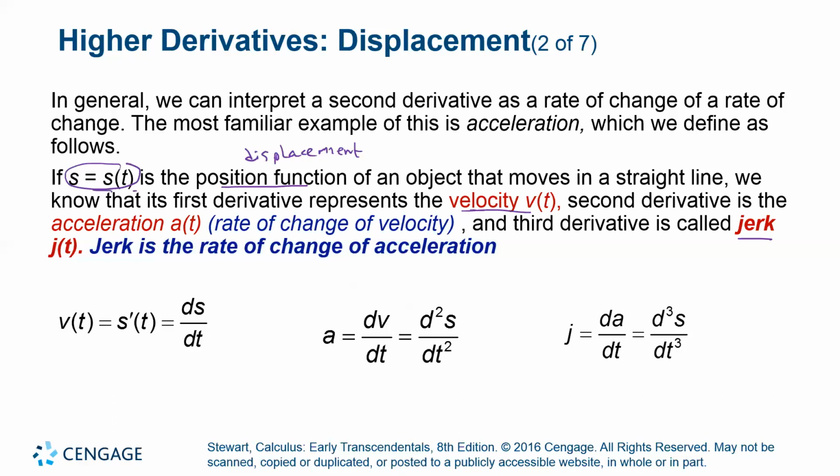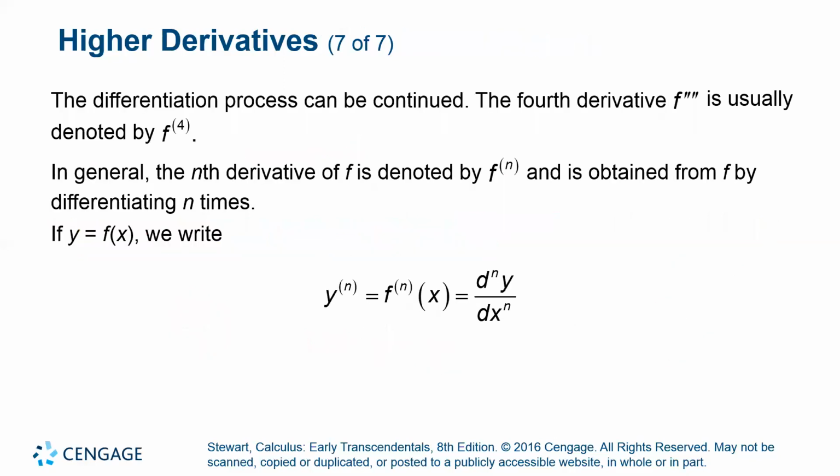So if I have the displacement or the position function, v of t is the first derivative of the displacement, which is ds over dt. Acceleration is what? dv dt. So basically the acceleration is a second order differentiation of the displacement or the position function, which is d squared s divided by dt squared. And then the jerk is what? The third order derivative of the position function. All right, so we have the displacement, velocity, acceleration, and jerk.